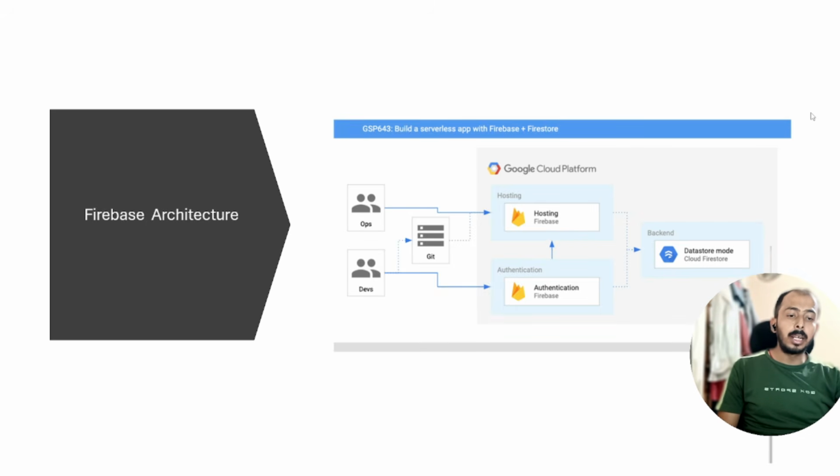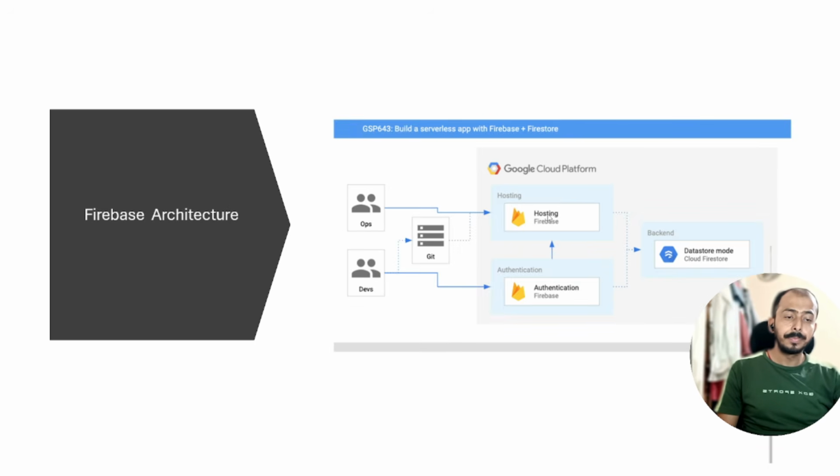So let's understand the architecture before we start building. This diagram shows how Firebase services integrate with Google Cloud Platform to deliver a completely serverless web app, meaning we don't manage any servers. Everything scales automatically. On the left side, you can see there are two main personas. One is the ops team and another one is the developer. Both collaborate using a shared Git repository. Developers push their code, usually the front end web app, and ops can manage deployment or CI/CD through the Git repo. So all code and configuration lives in version control. That's our single source of truth.